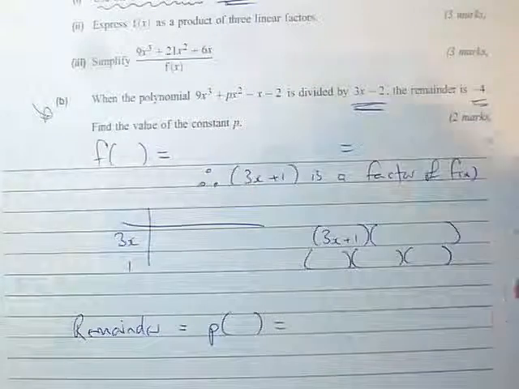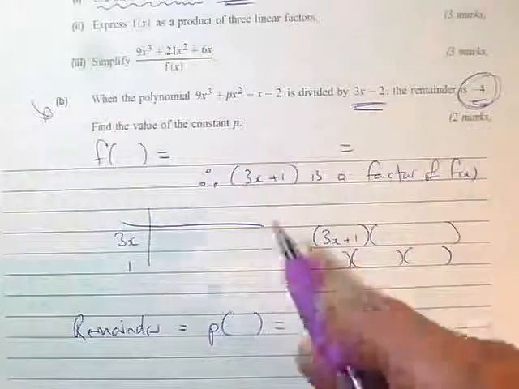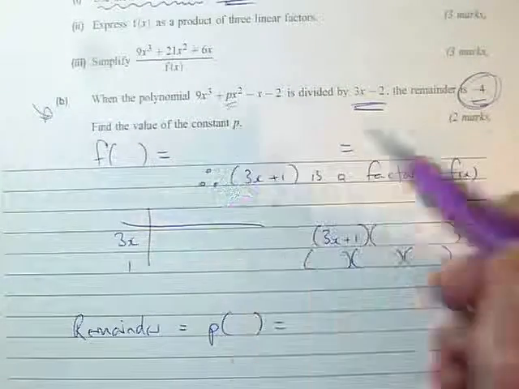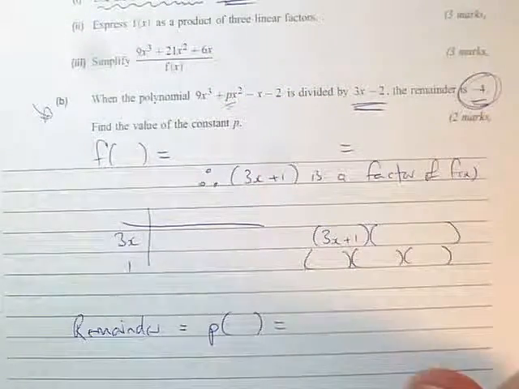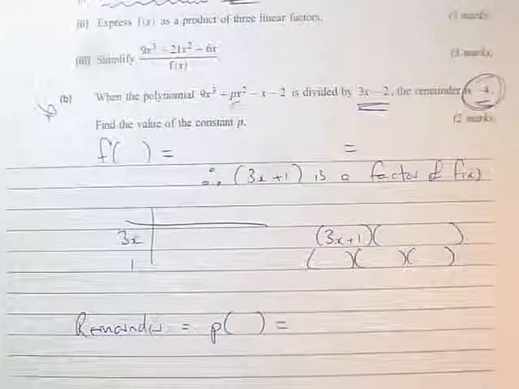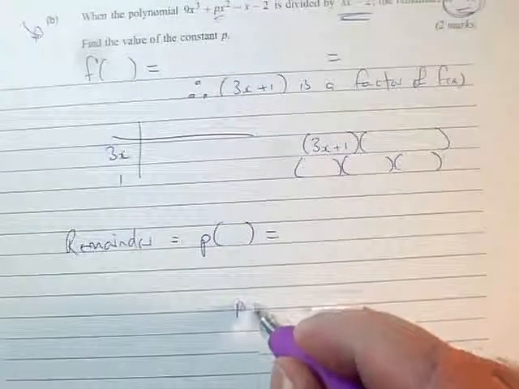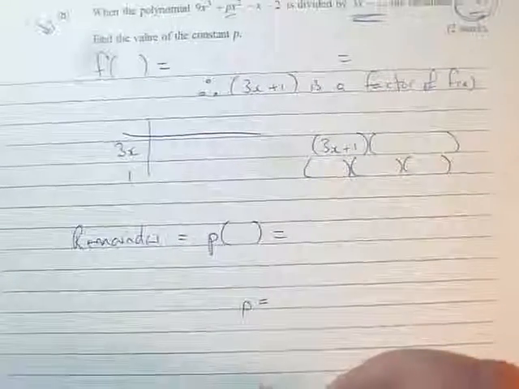Okay, well, so we know the answer to that. We know what the remainder is, but we don't know this missing coefficient p. But when I substitute in the value of x, then p will be the only unknown in the equation, and I'll be able to solve to find a value of the constant p.